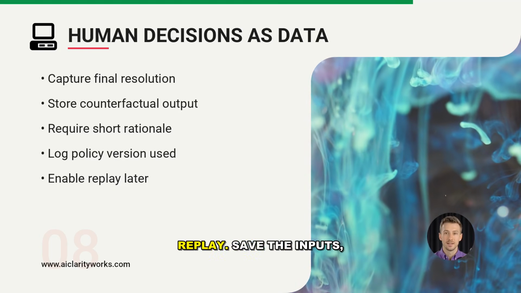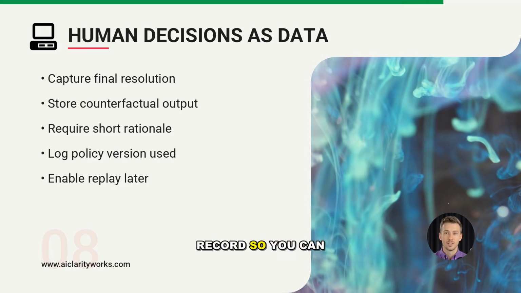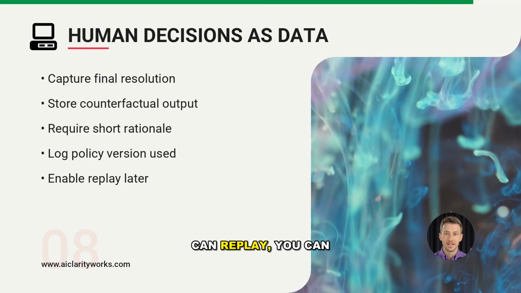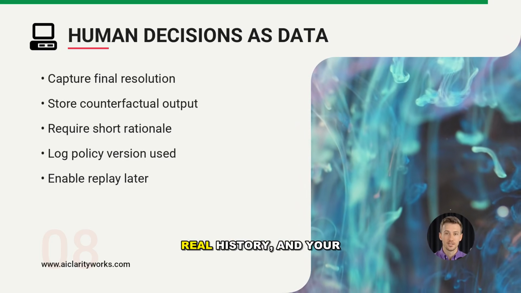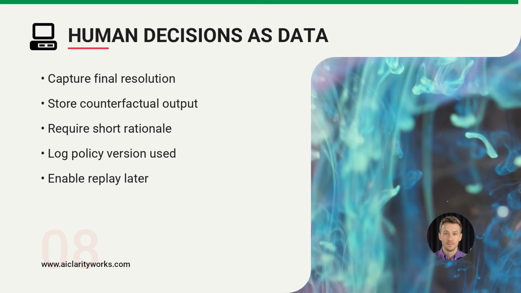Enable replay. Save the inputs, the model version, the features, and the decision record so you can rerun old cases against new logic. When you can replay, you can test proposed changes against real history, and your good judgment turns into an asset you can repeatedly apply.